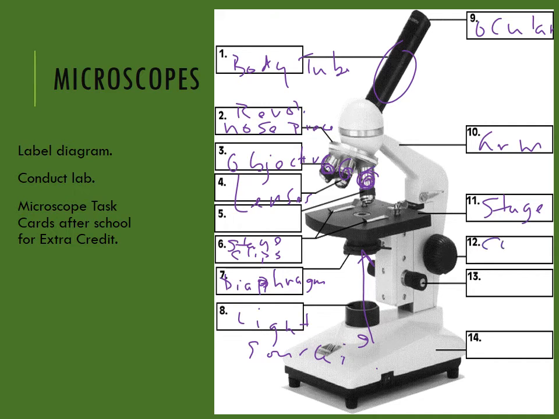Number 12 is your coarse adjustment knob. This is the first knob you turn to keep things in focus on the big picture. And then number 13 is your fine adjustment knob. And this, my friends, is when you actually focus on a detail. Number 14 is the base of the microscope. To carry the microscope safely, you have to hold it by the arm and the base at the same time to support it.